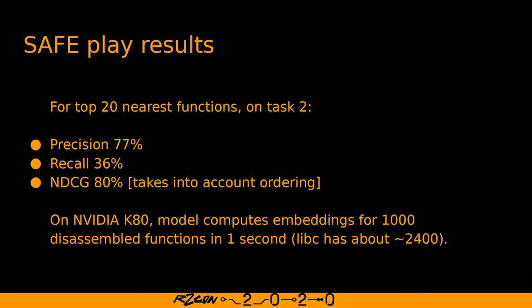And so for top 20 nearest functions on task 2, which is function search, precision was 77%, recall was 36%, and increased as you increase the number of results. And then another metric used was to take ordering into account. Obviously, you want the right matches to be first, and so the NDCG metric was 80%.